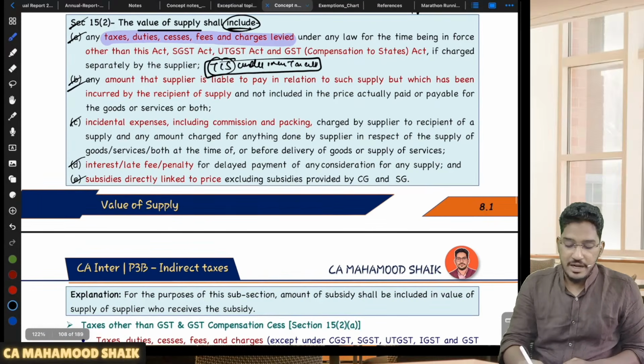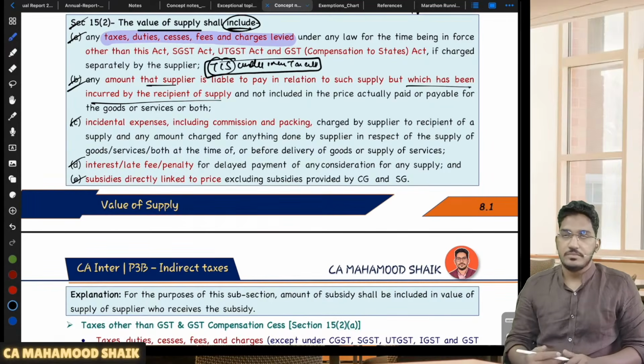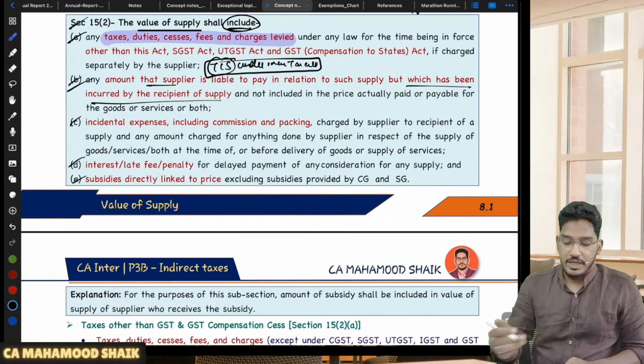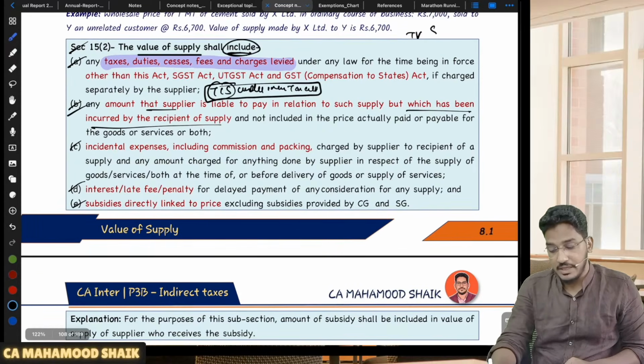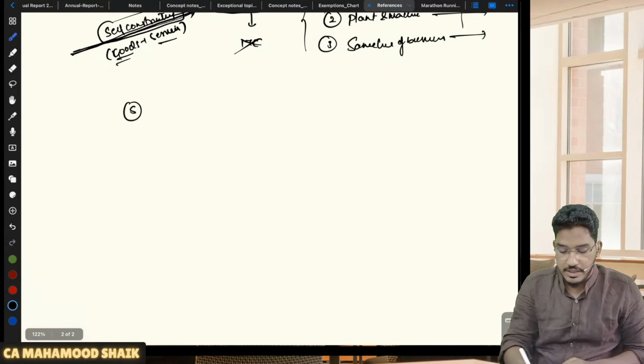Then one more thing which should be added: any amount that the supplier is liable to pay in relation to such supply, but which has been incurred by the recipient of supply in relation to the supply. So in relation to the supply, whatever is happening, let us say for example, the supplier agreed to make some supply to the recipient. So let me try to put it this way here. This I will explain in a little deeper manner.